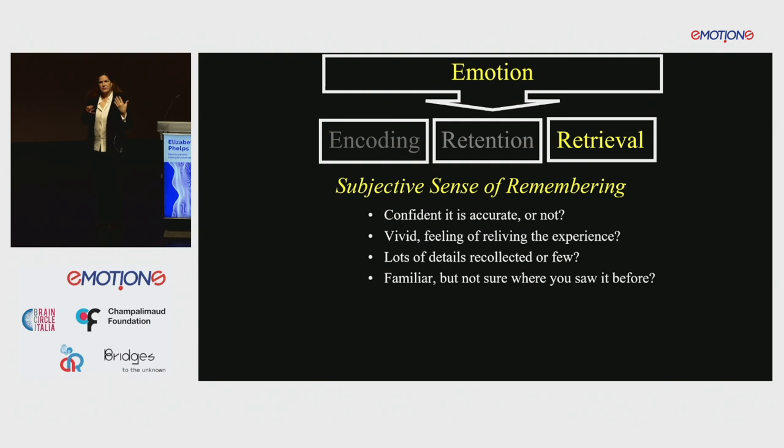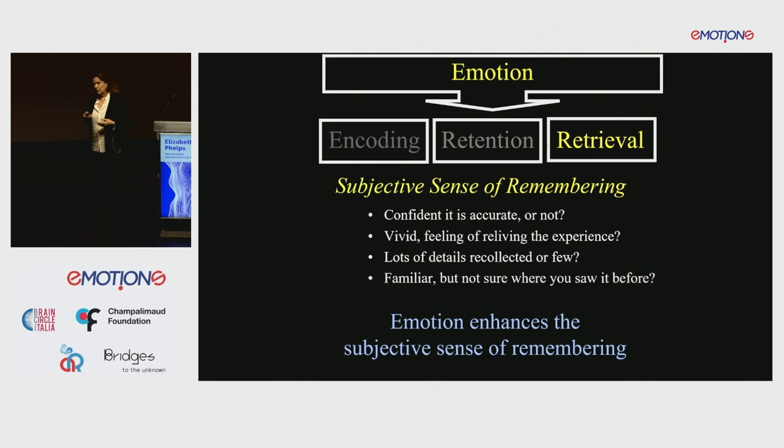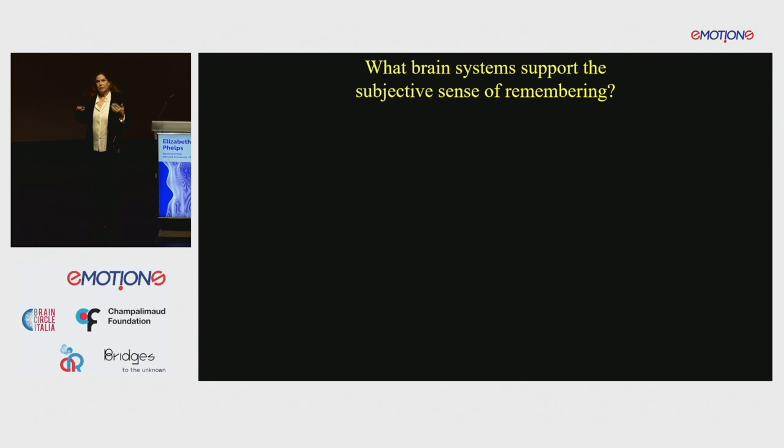And as we know from the work on flashbulb memories, emotion enhances this subjective sense of remembering. We feel like these memories are more vivid. We feel like we're more confident that they're right. But when we think about this, why would that be the case? What is happening in the brain that's different for emotional events that leads to this enhanced subjective sense of remembering that we don't see so much for neutral events?